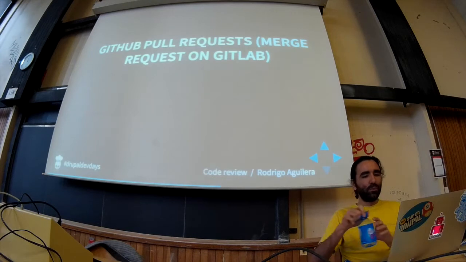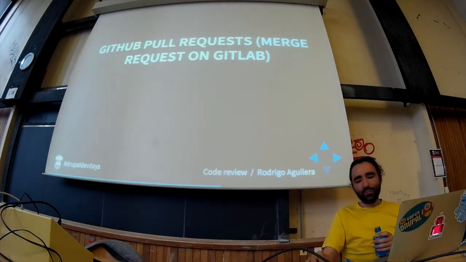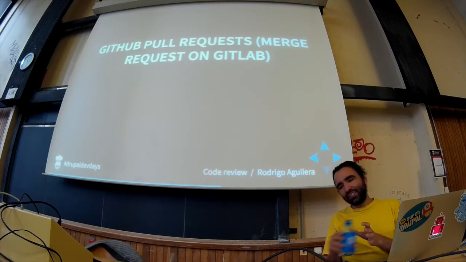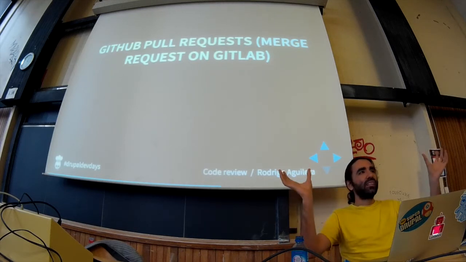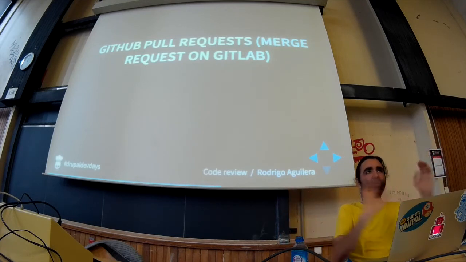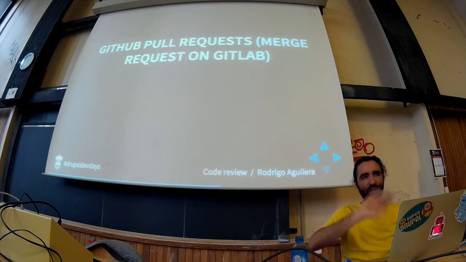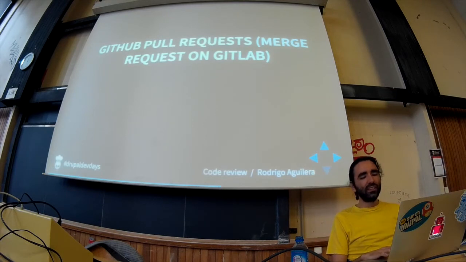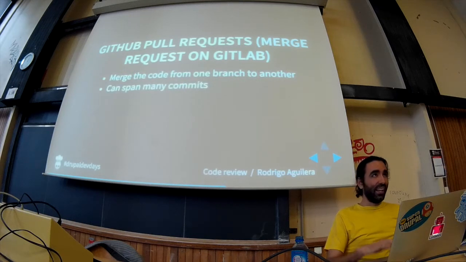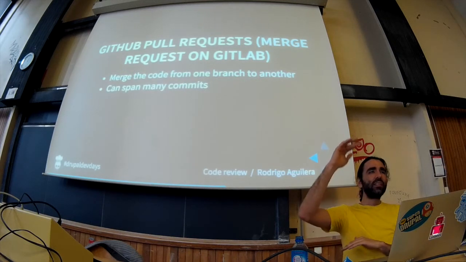We have GitHub pull requests. They are called merge requests or whatever in other tools. The concept is that it's between branches. You have a branch and you want to merge with another branch. They can even be remote branches in different repos, things like that. The idea is that they can span many commits.